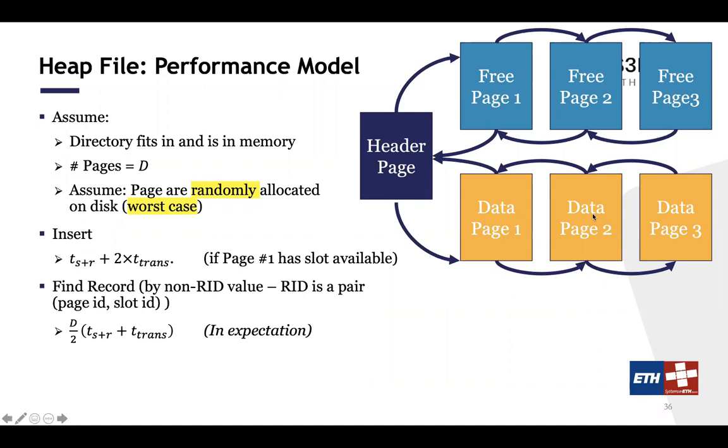Because all the pages are randomly allocated on the hard drive, for each page I need to pay one unit of time of seek and rotate. And then I need to pay one unit of time for reading the data from the hard drive to my main memory. So that's why we have this expression here. Under our assumption, that is the performance. If you change your assumption, for example, if all the data pages are sequentially allocated rather than randomly, then you have different performance.